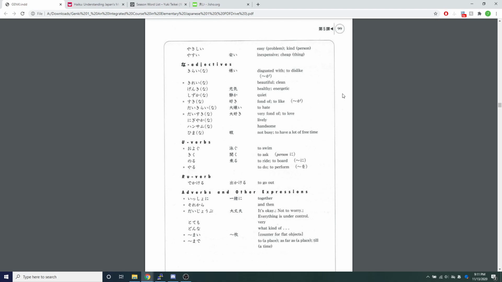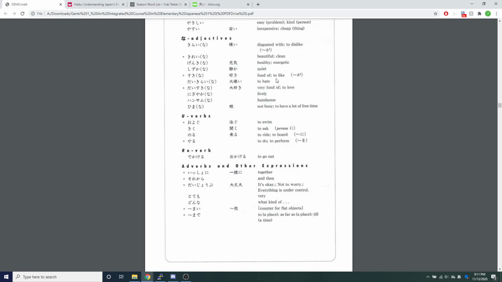So we're getting just a few new verbs this chapter. We have to swim, which is oyogu. Becomes oyogimasu. We have kiku, which means to ask. This also means to listen. So, sensei ni shitsumon o kikimashou. Let's ask sensei a question.